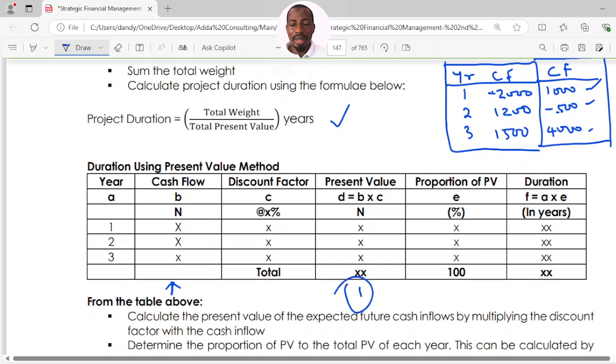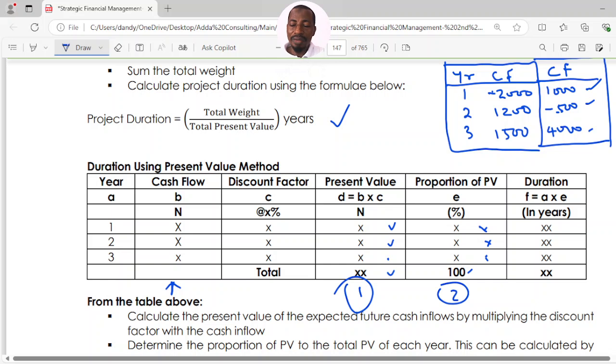Okay. The second step, calculate the proportion of PV of each year to the total PV. How do you do that? To get the proportion of PV, you are going to take the present value of year 1 and divide it with the total present value. So you come and put it here. Present value of year 2, you divide it with total present value. You come and put it here. Present value of year 3, you divide it with total present value. You come and put it here. Of course, your proportion must be equal to 100% or 1, depending on which number you are using.